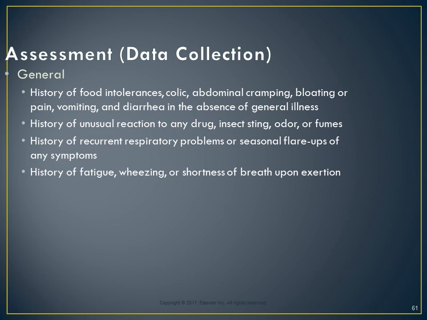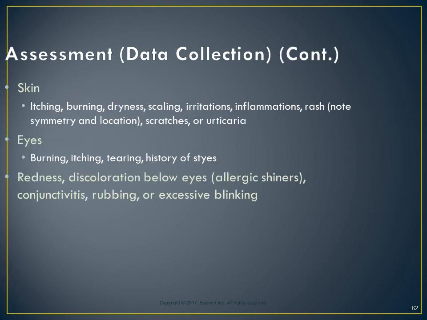Collecting data, we want to look generally at the history of food intolerances, colic, abdominal cramping, bloating or pain, vomiting, and diarrhea in the absence of general illness. History of unusual reaction to any drug, insect sting, odor, or fumes. History of recurrent respiratory problems or seasonal flare-ups of any symptoms, and history of fatigue, wheezing, or shortness of breath on exertion. Skin, we might see itching, burning, dryness, scaling, irritations, inflammation, rash, and you want to note whether it's symmetrical and where it's located.